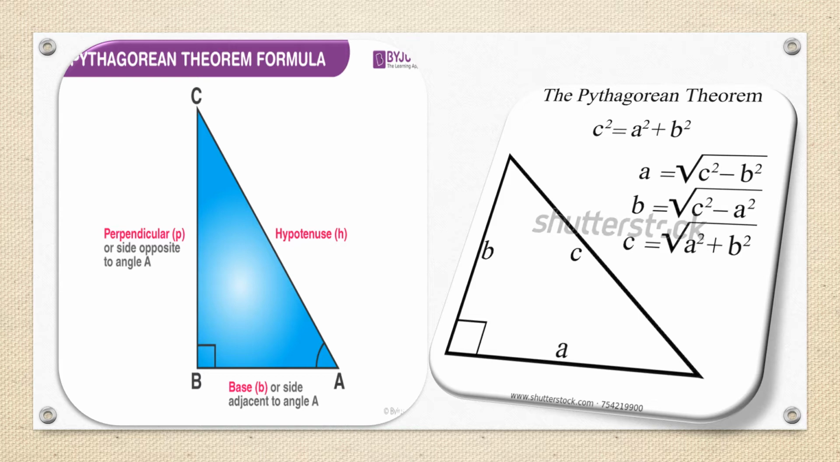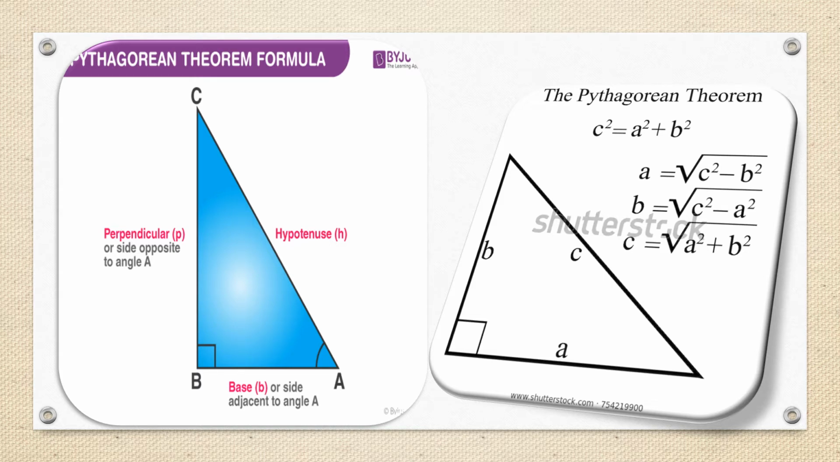Now next, what is actually the Pythagoras theorem? According to Pythagoras theorem, hypotenuse whole square, that is C whole square, is equal to A whole square plus B whole square. That means hypotenuse whole square is equal to base square plus perpendicular square. Now, if you want to find out C, that means the value of hypotenuse, C is equal to root over of A square plus B square.